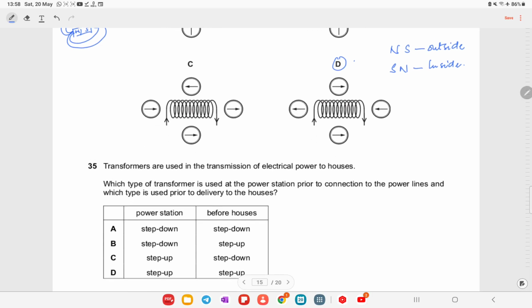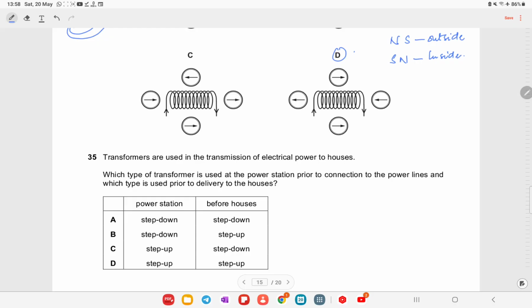Okay, transformers are used in transmission of electrical powers to houses. Which type of transformers is used at the power station prior to the connection to the power line, and which type is used prior to the delivery of house?